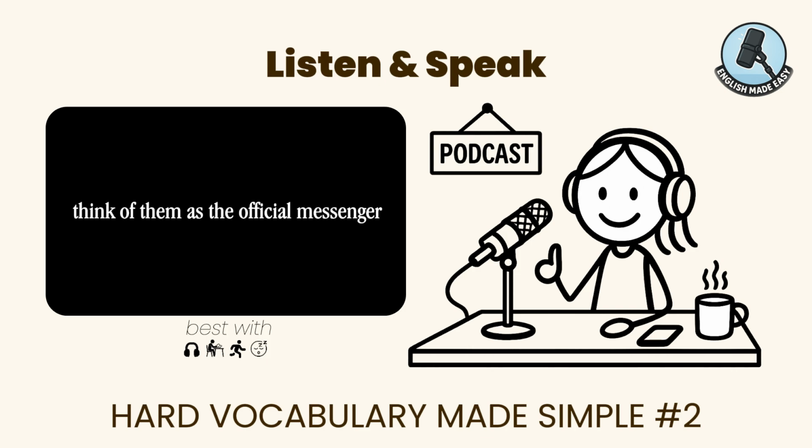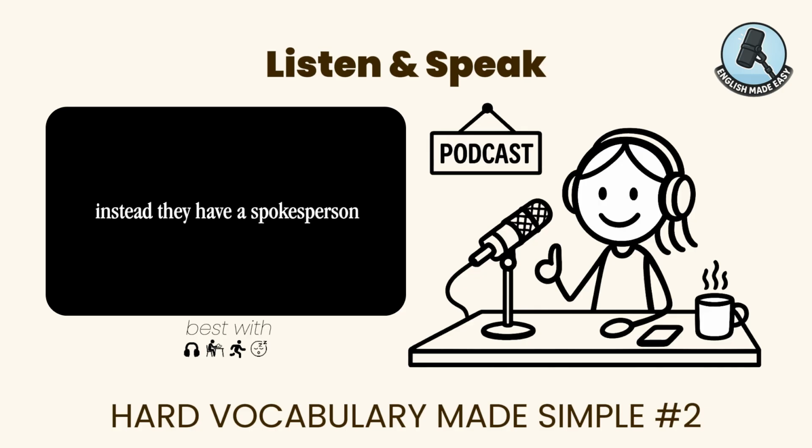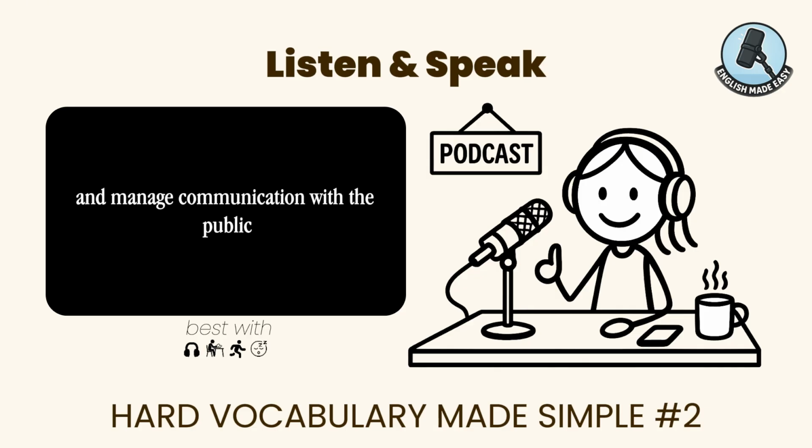Think of them as the official messenger. If a car company has to recall thousands of cars because of a safety problem, the CEO is too busy to talk to hundreds of journalists. Instead, they have a spokesperson who is trained to answer questions, read official statements, and manage communication with the public.